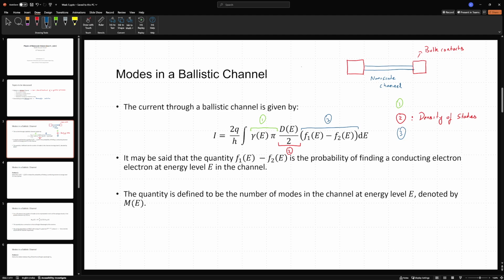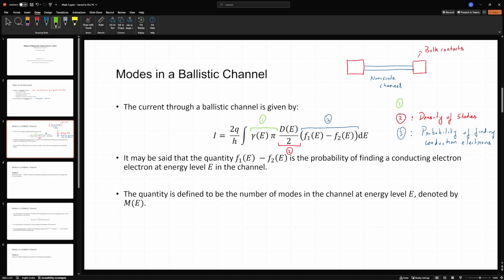And the last quantity, we shall see why this is the case. This essentially tells us the probability of finding conduction electrons. Now, why this is the case, we will see in just a minute. Okay.